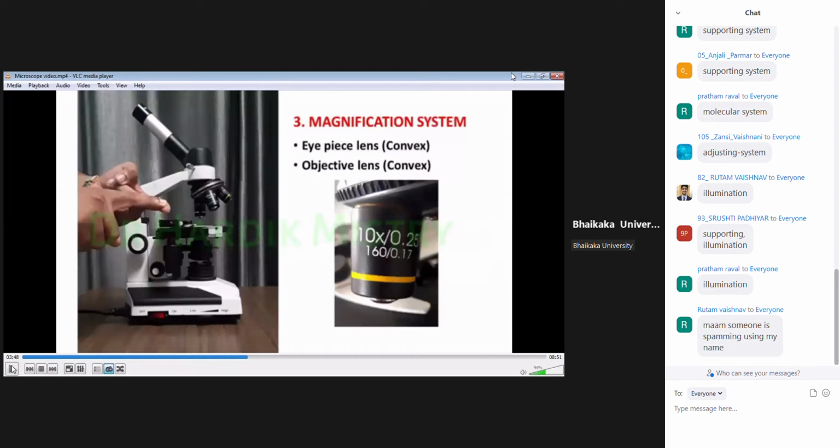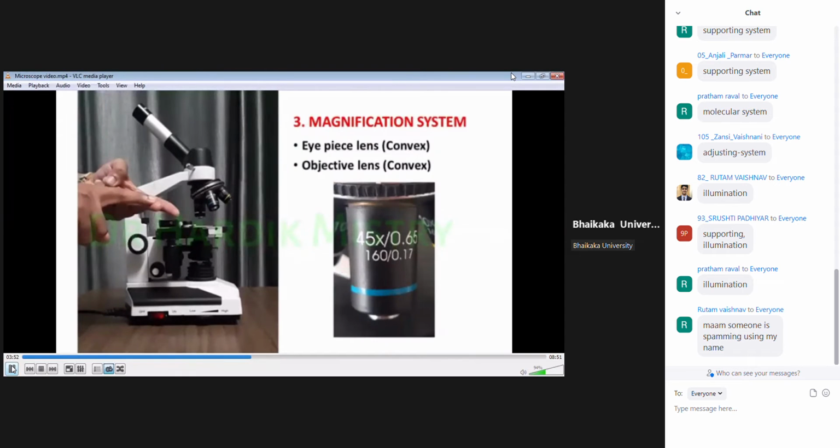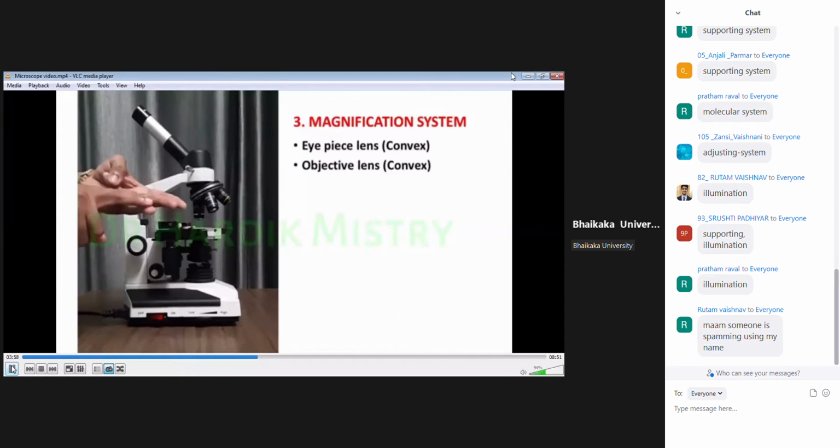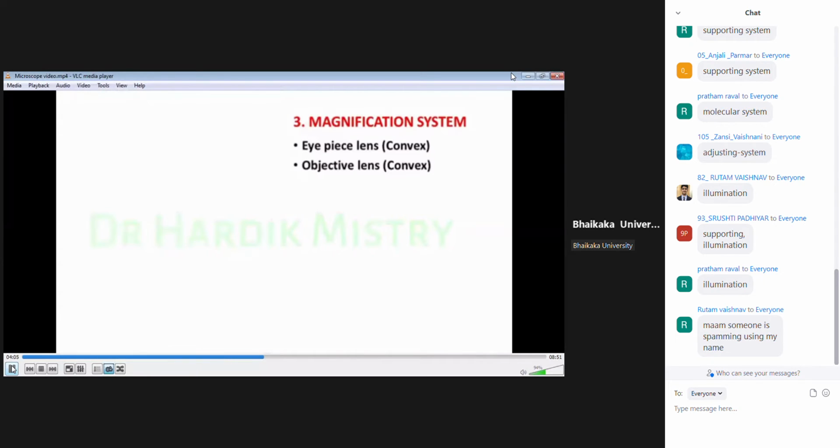We use the 10x lens for the WBC count practical. The 40 or 45x lens is also known as high power, and we use this lens for the RBC count practical. The 100x lens is known as the oil immersion lens, and we use this lens for blood smear examinations.